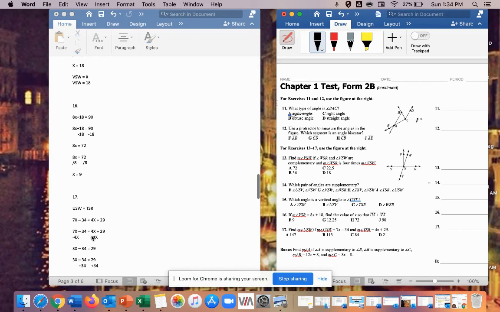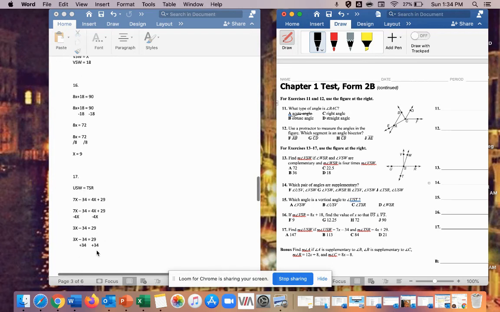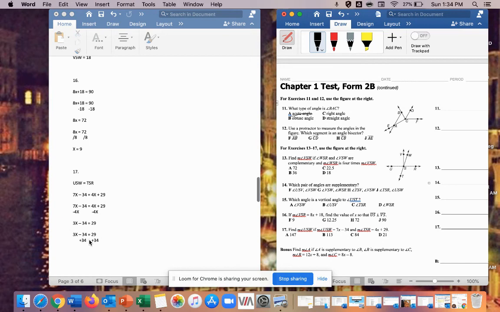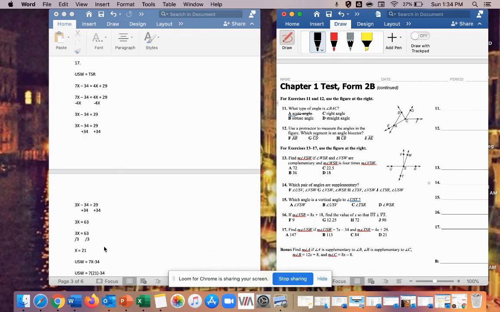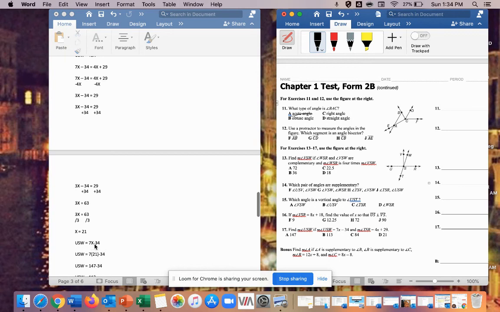So subtract 4x on both sides. 7x minus 4x is 3x. Drop down the negative 34. 4x minus 4x is 0. Drop down the 29. All right. Then you want to get all your numbers to one side except for your variable. So you're going to add 34 to both sides. Minus 34 plus 34 cancel out. You're left with 3x. 29 plus 34 equals 63. So 3x equals 63. You want to get rid of that 3, so you divide by 3 on both sides, and x equals 21.